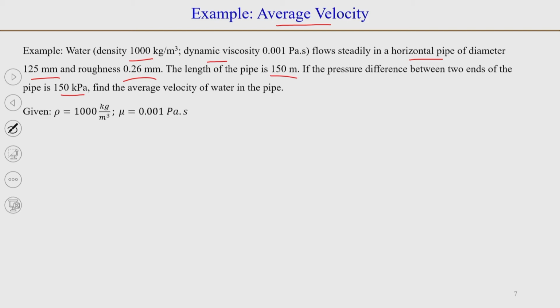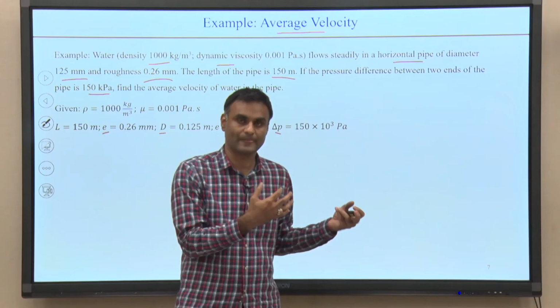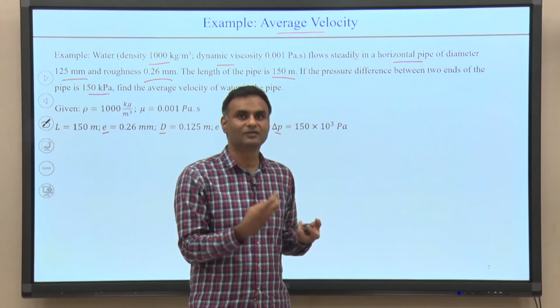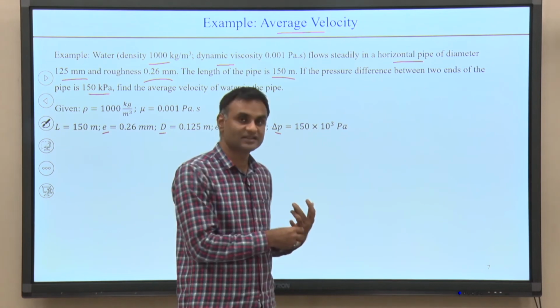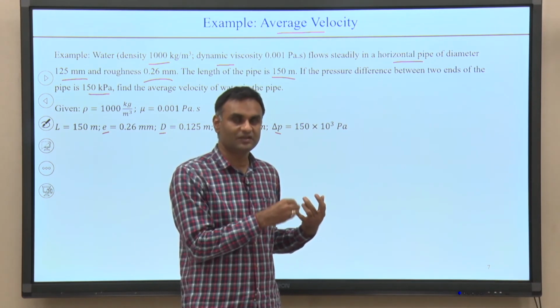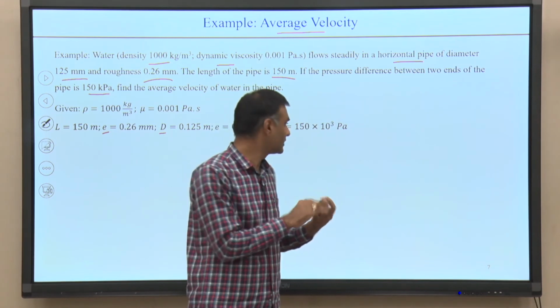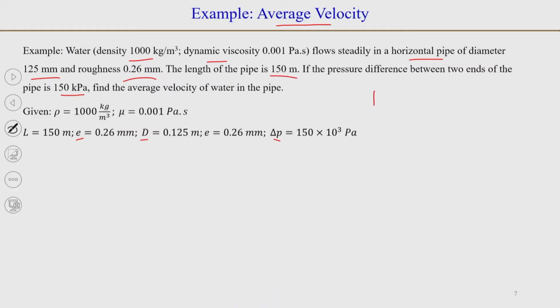So, you have been given rho and mu, L has been given, roughness has been given, D is given, and delta P is given, and we need to find velocity. Now, in this pipe there is no mention of any losses, and the language does not suggest that there are any minor losses. Of course, when you have a pipe there will be frictional losses. So, there are major losses present in the system, but nothing has been given explicitly that there are any minor losses. So, we will neglect any minor losses.